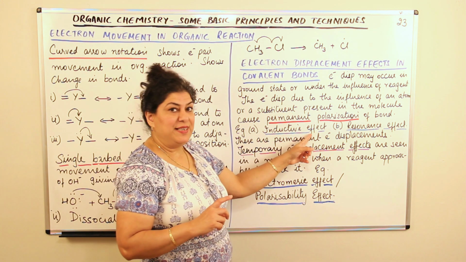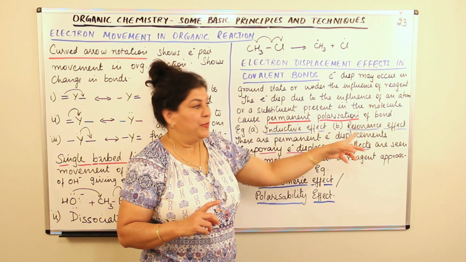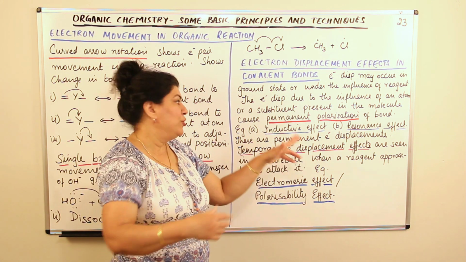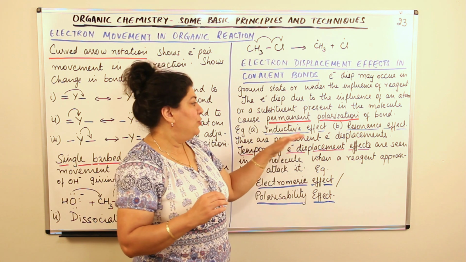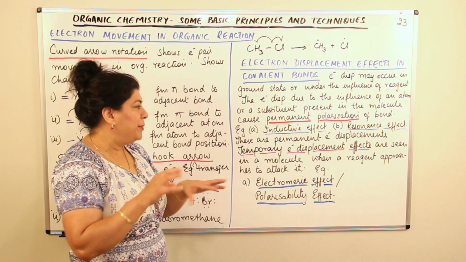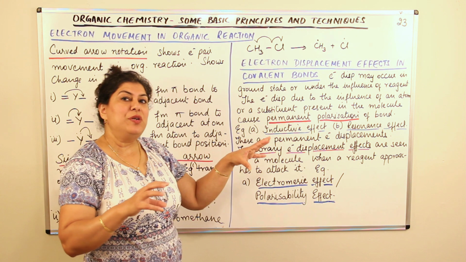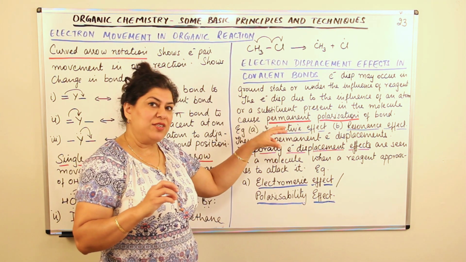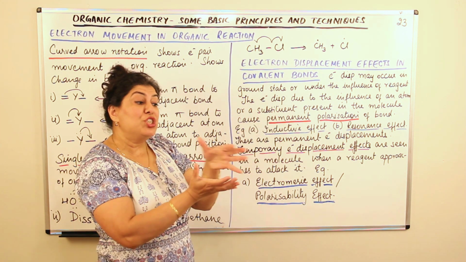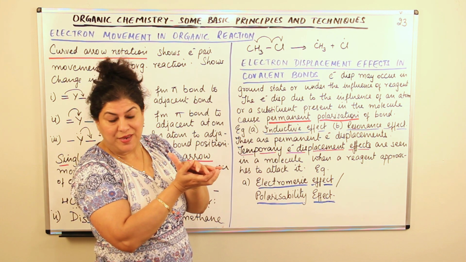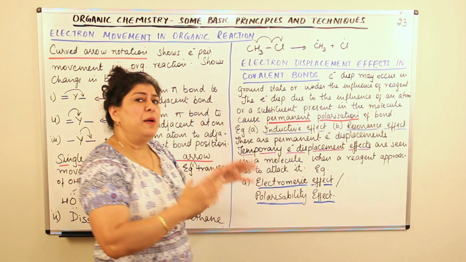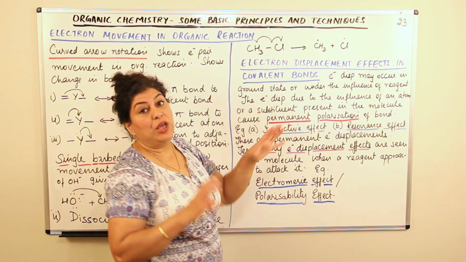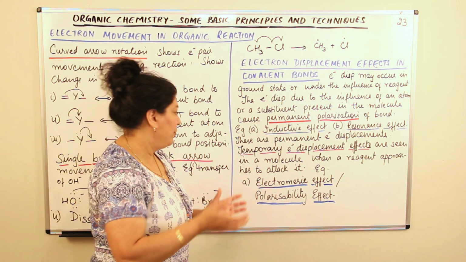Examples of these effects are two. One is inductive effect and the other is resonance effect. Now I'll only use these names right now because in the subsequent videos we are going to do these one by one. So for you right now, you only need to remember this, that inductive effect and resonance effects are permanent effects. They are caused as a result of an atom or a species, a substituent which is present within the molecule, right? And these are permanent electron displacements, therefore they cause permanent polarization of the bond.